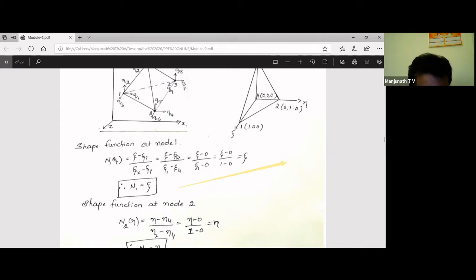So finally we are going to get an equation like this. Then substitute the values of zeta 1 and zeta 4. The zeta 1 value is here 1, and the zeta 4 value is 0, so it is again equal to zeta.